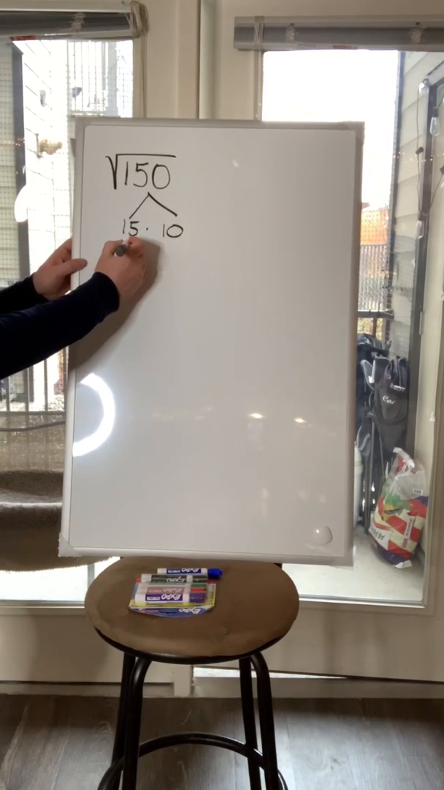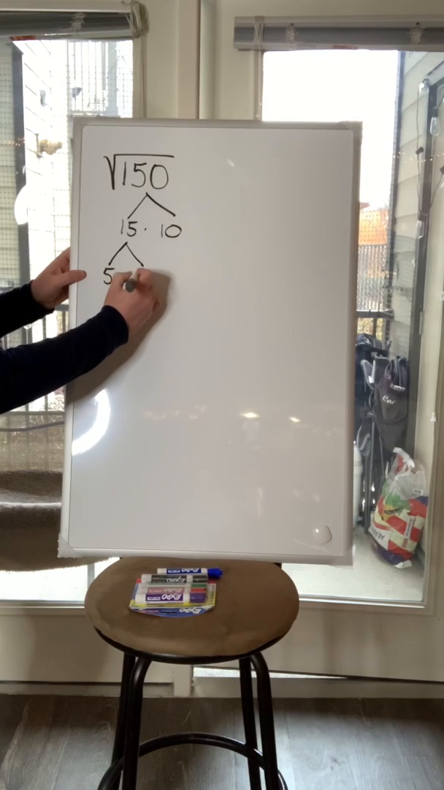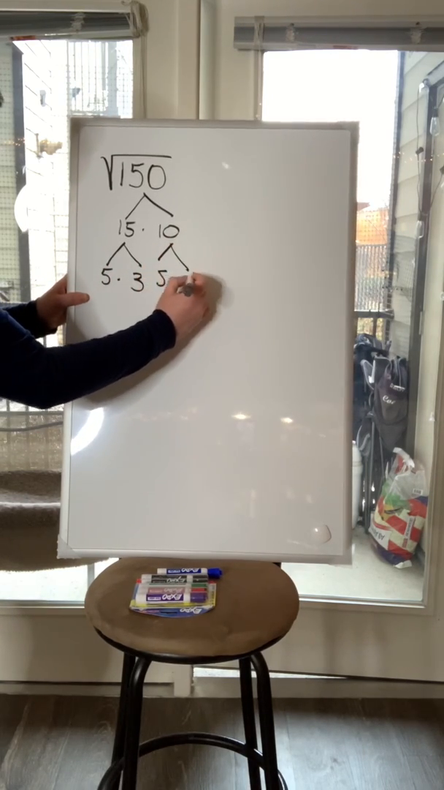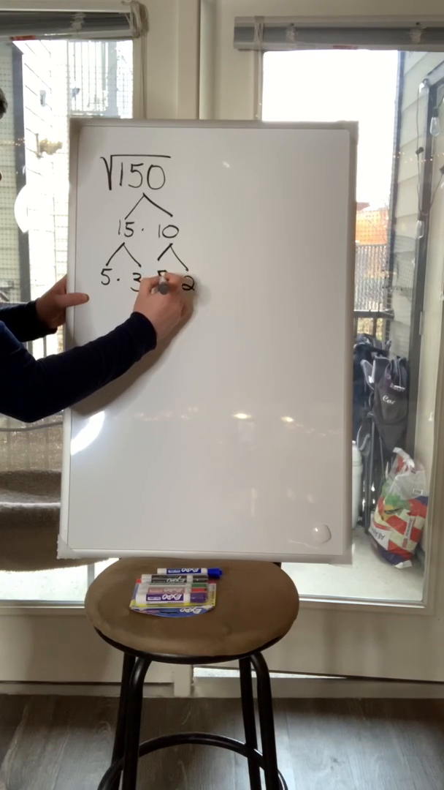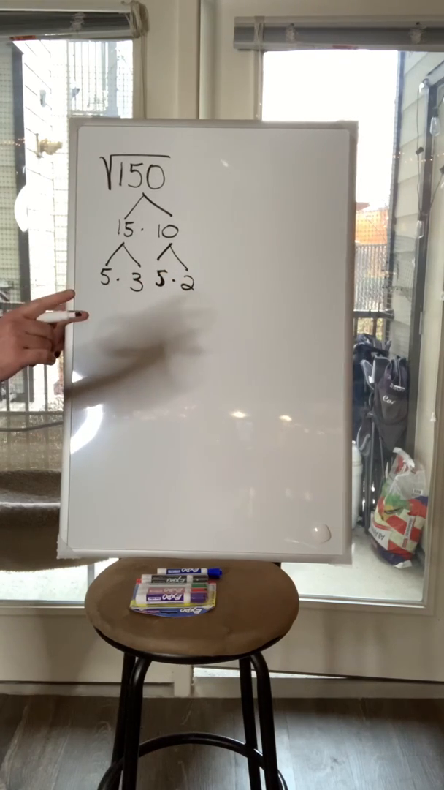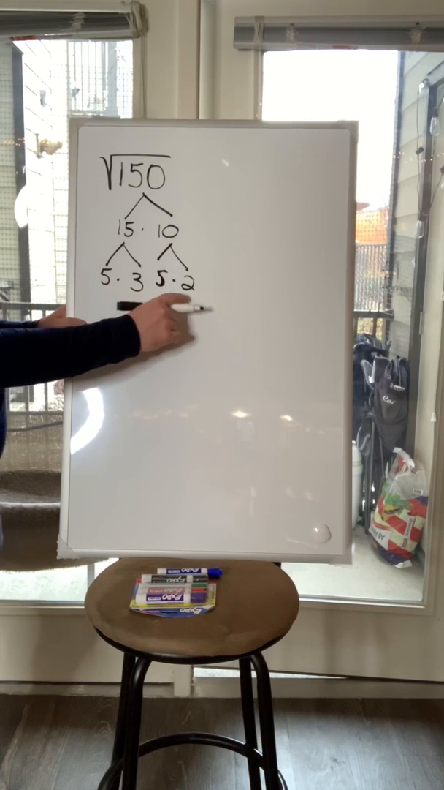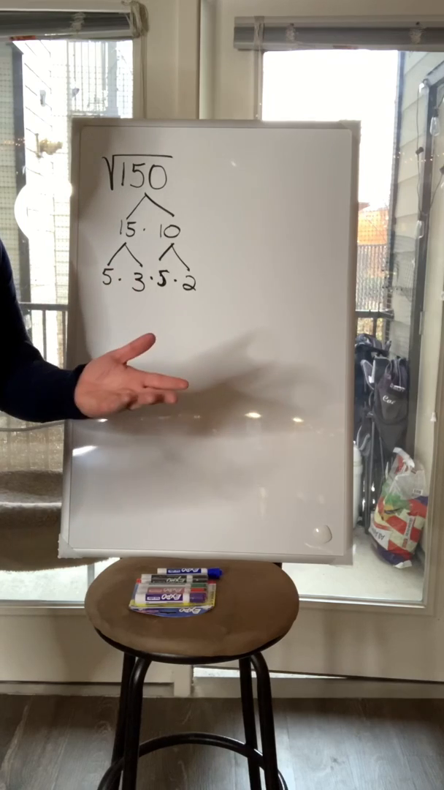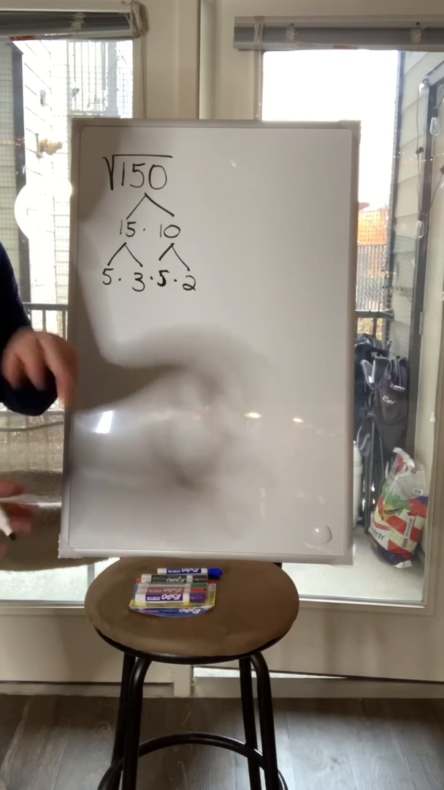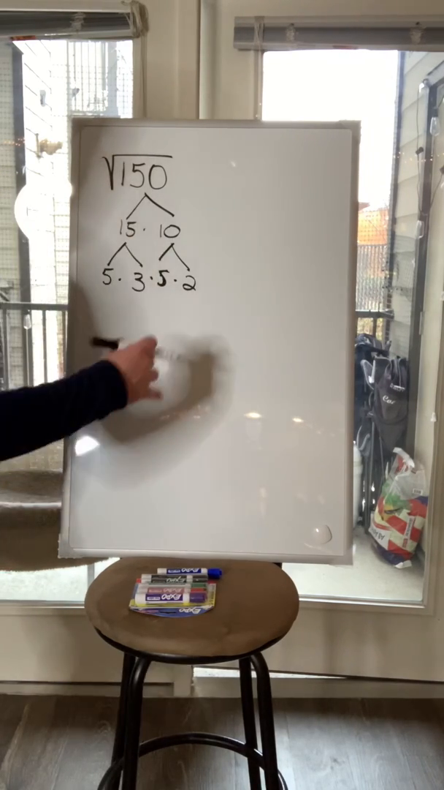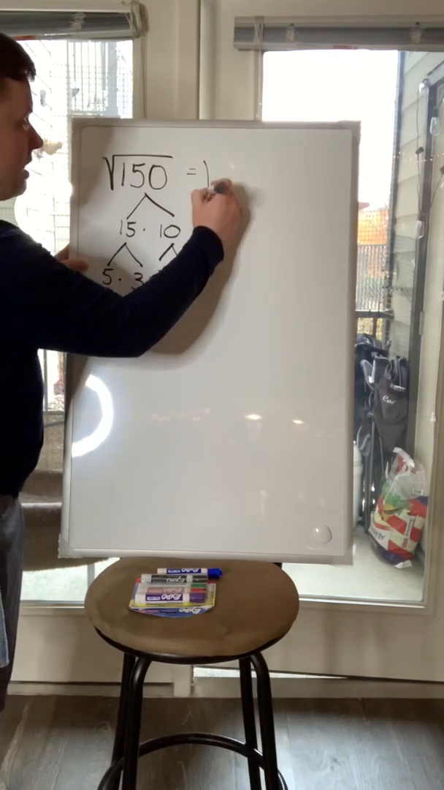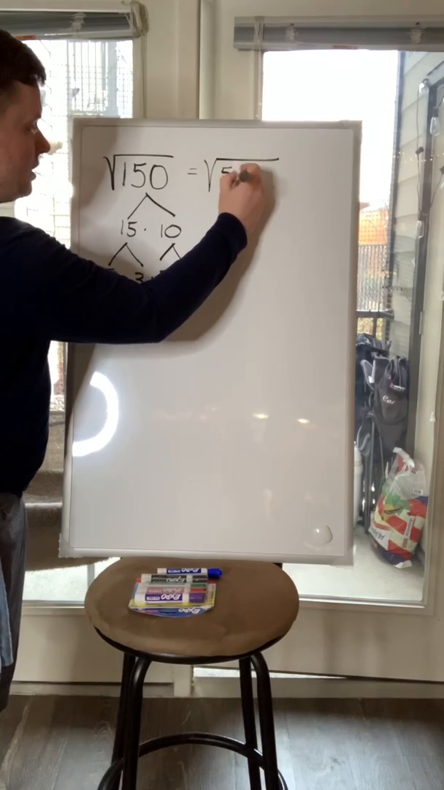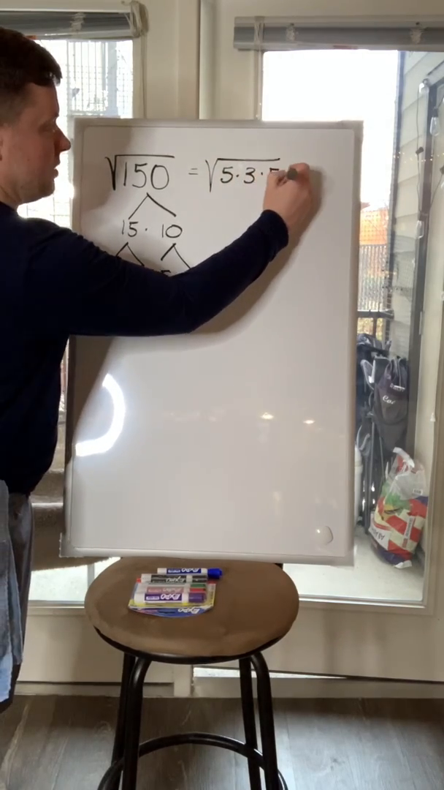So 15 breaks down into 5 times 3, and 10 breaks down into 5 times 2. Now you can't break down any further because these numbers are all prime numbers, right? There's nothing else that goes into them besides 1 and themselves. So that's when you know you're done. So now what we have is the square root of 5 times 3 times 5 times 2.